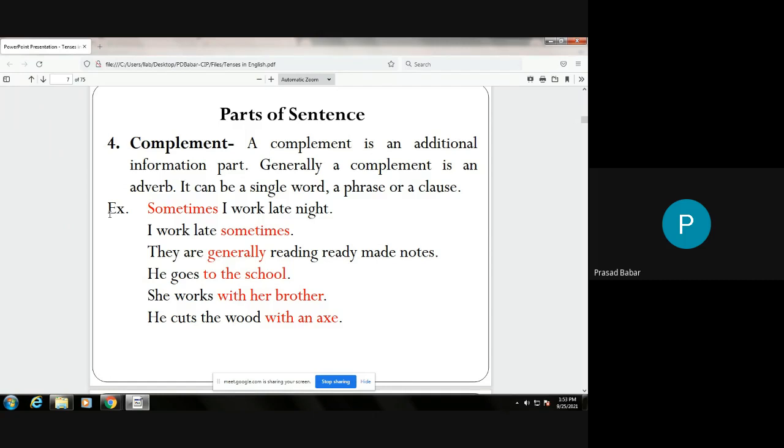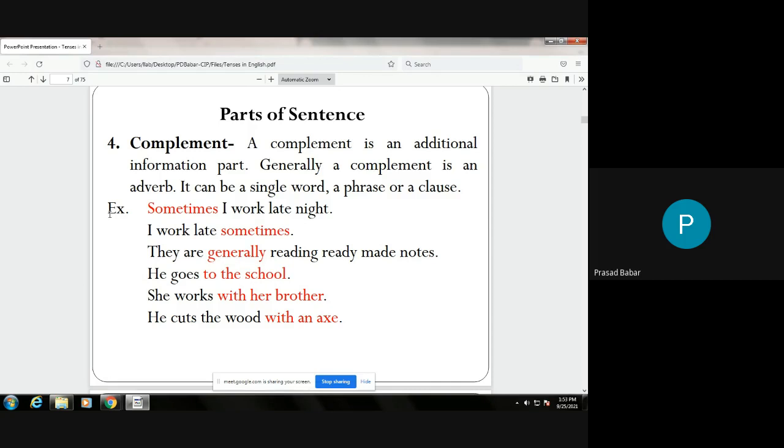Then the next example is: he goes to the school. He is the subject, goes is the verb, and to the school is the noun phrase. School is the noun, the is the article, and to is the preposition. That is why to the school is called a noun phrase. That is why it is the complement of the sentence.